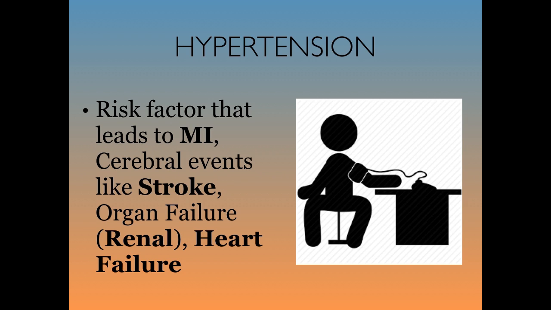Hypertension. Hypertension is a risk factor that's going to lead to myocardial infarction. It'll lead to cerebral events like stroke or transient ischemic attack. It also will lead to organ failure like renal failure and heart failure. So hypertension, although it leads to an increased risk of ischemic heart disease, is also multi-organ. It affects multiple organs, as mentioned previously.